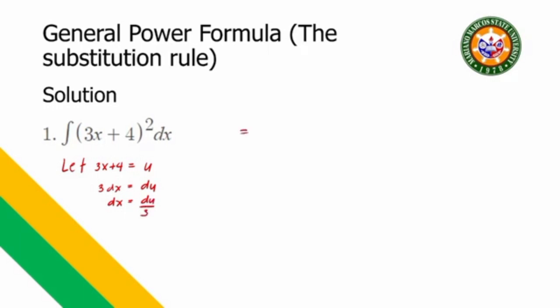So we can now substitute here. We will get the integral of, so 3x + 4 is equal to u, so u squared, and then dx is equal to du over 3. So this would be du over 3. Now we can integrate it because the function is already a function of the integration variable, which is u.